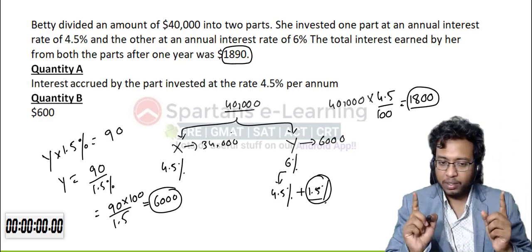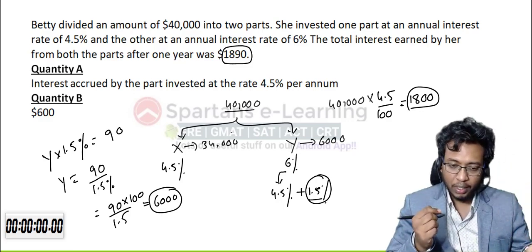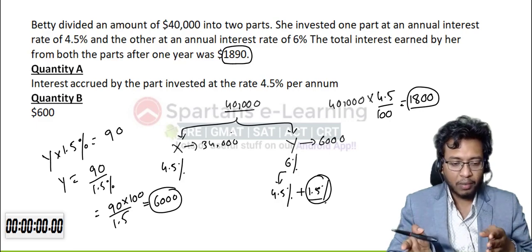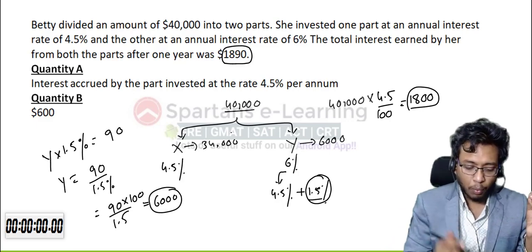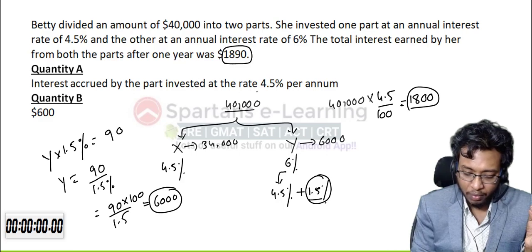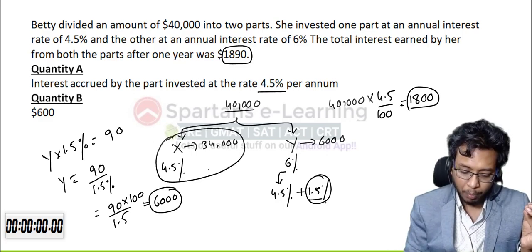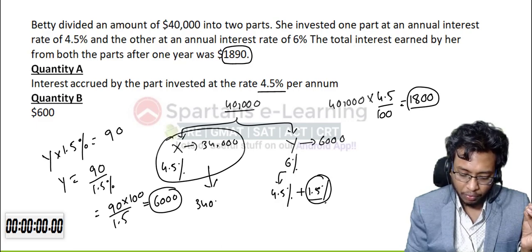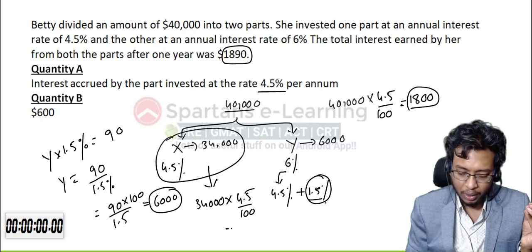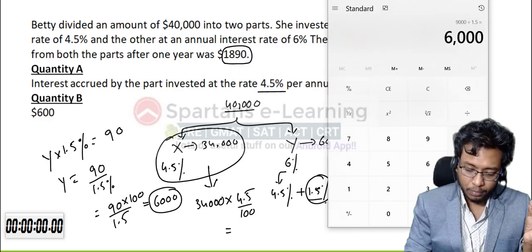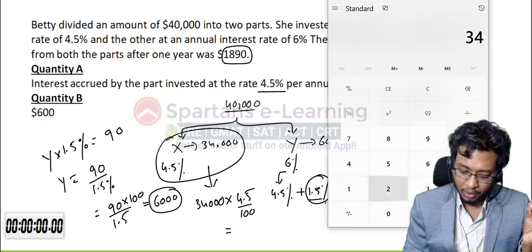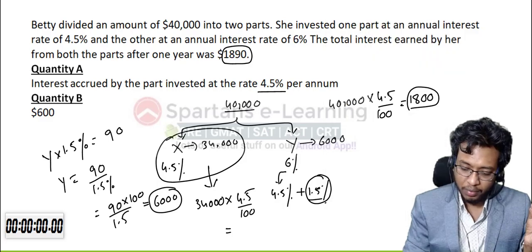Now your question is not what is the amount he gave at 4.5 and what is the amount he gave at 6%. The question is what is the interest accrued by the part invested at 4.5% per annum. What is the interest on this? Your principal is 34,000 and the rate of interest is 4.5 by 100. Here it will be 34,000 into 4.5 by 100. That's it. So answer will be 1530.